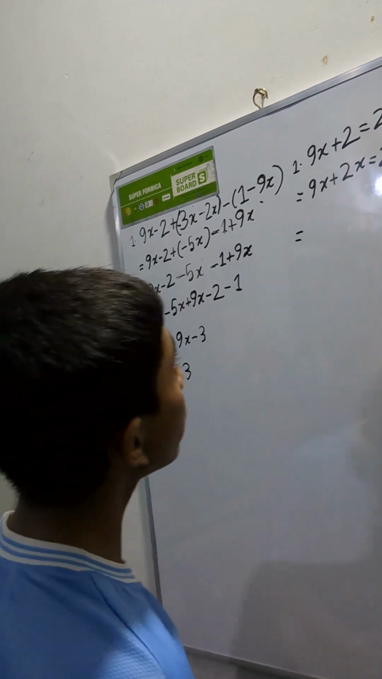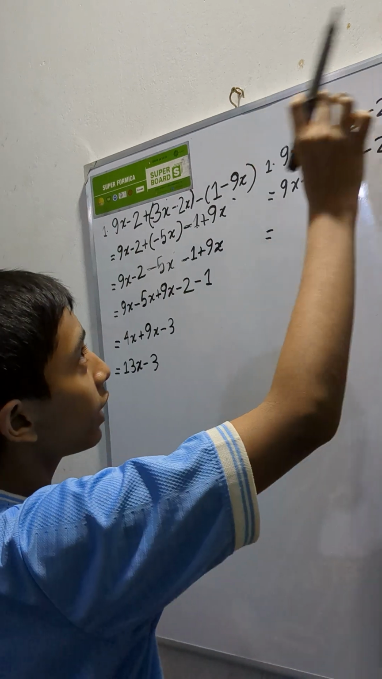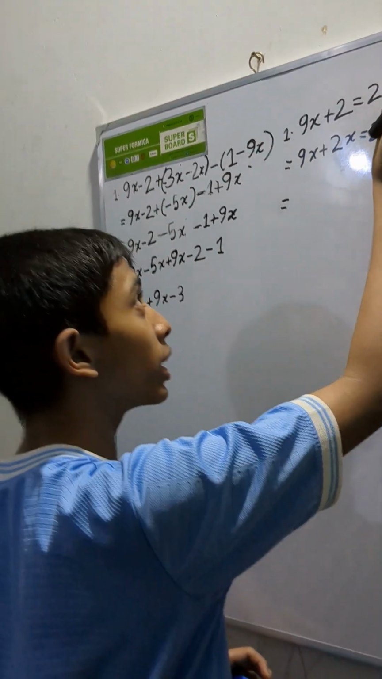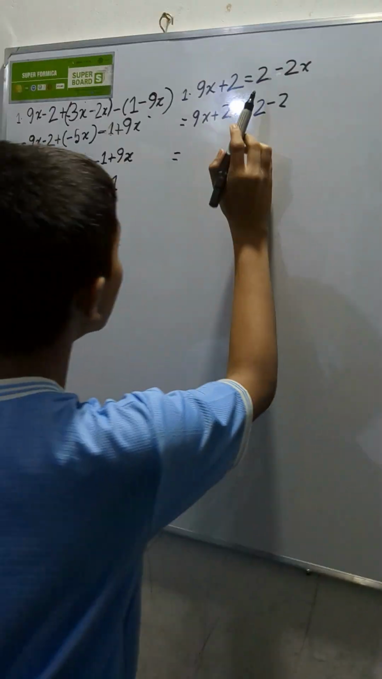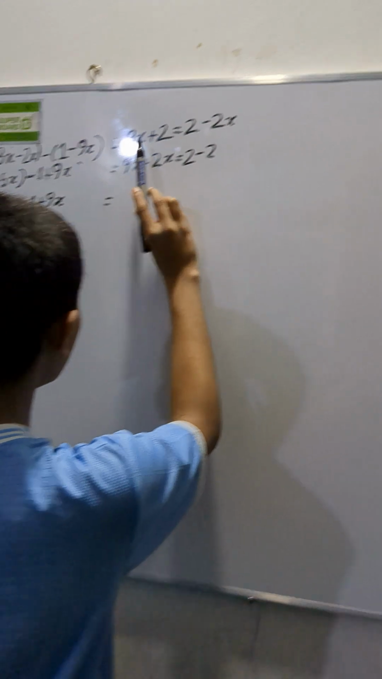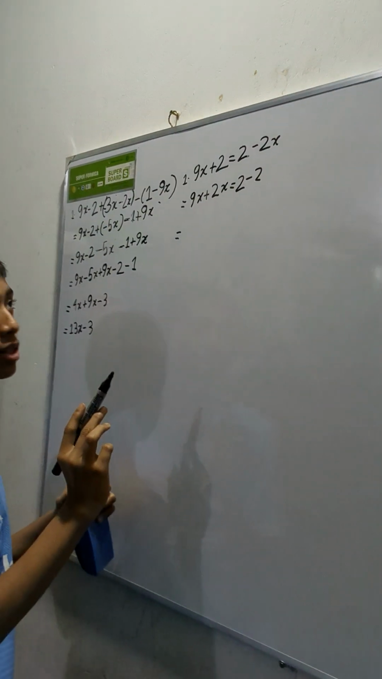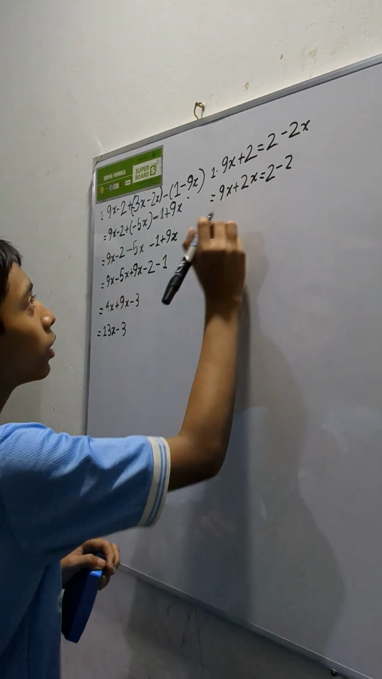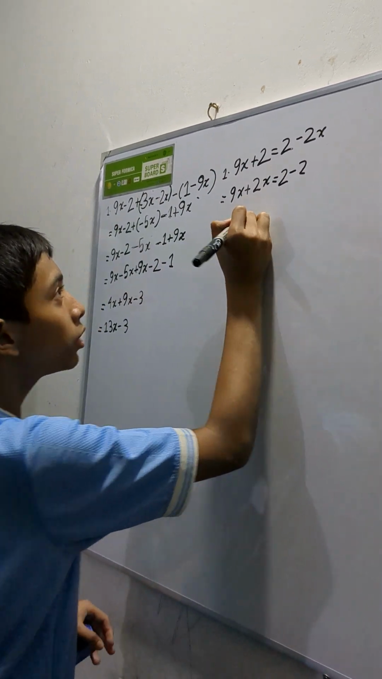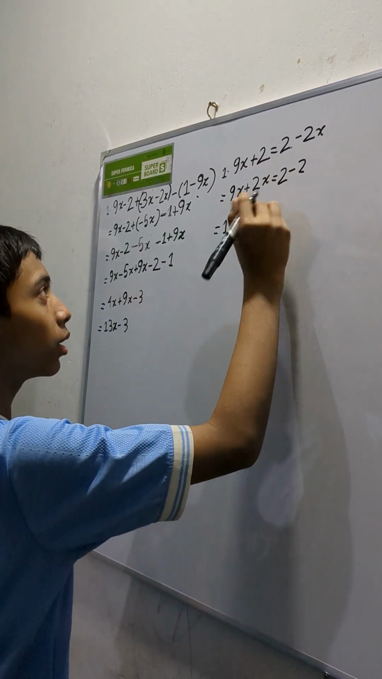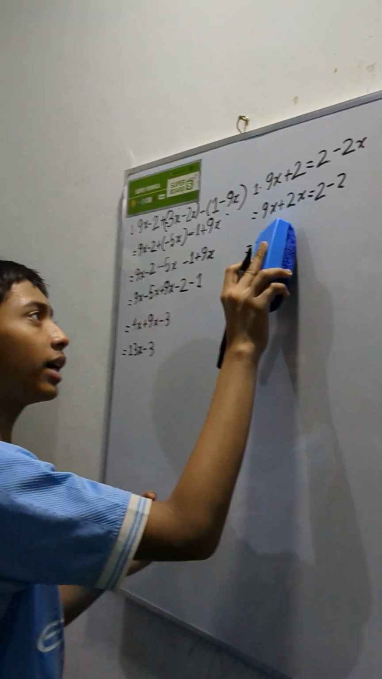So I'm telling you again, here's the equal to sign, so after 9x, if I want to take this minus 2x, then I have to change the sign, so it will be plus 2x. Then as here's 2, I'll write 2, here's minus 2. If I want to take minus 2 here, then I have to change the sign, so it will be 2. So now 11x equal to 2 minus 2 equal to 0. Okay, here you only write 11x.